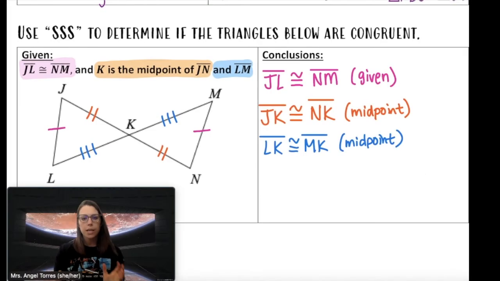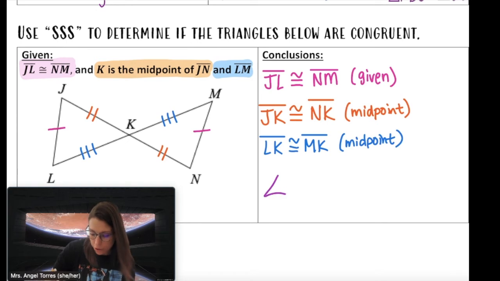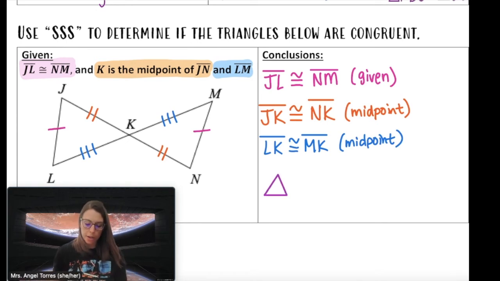So the big question is, have we shown enough to prove these triangles are congruent? Yeah, we have shown that all three sides from both triangles are congruent. Therefore, we can make the conclusion that the triangles are congruent. So I'm going to name the first triangle JLK.